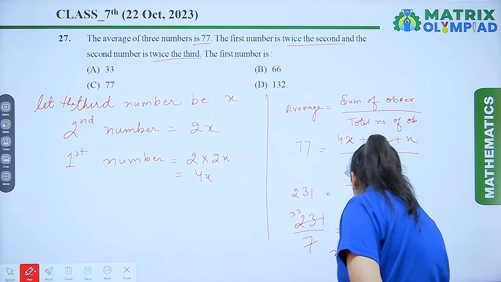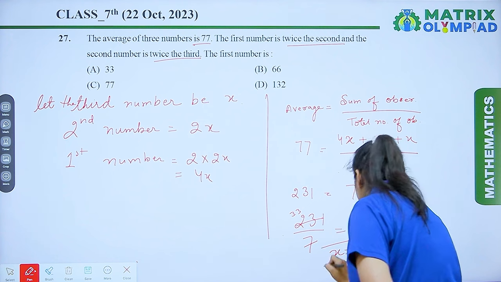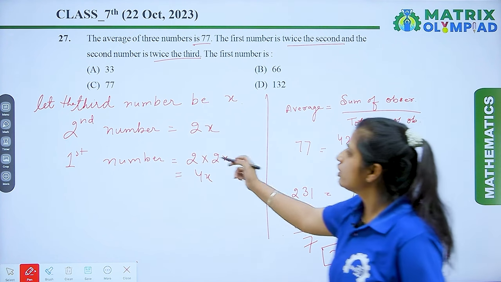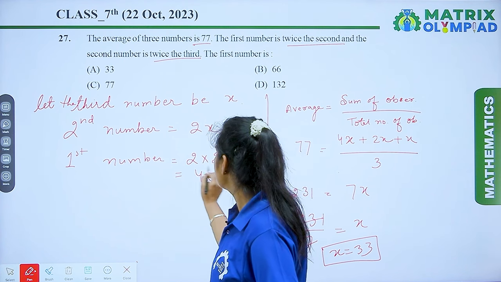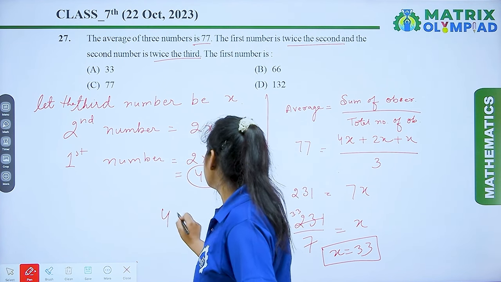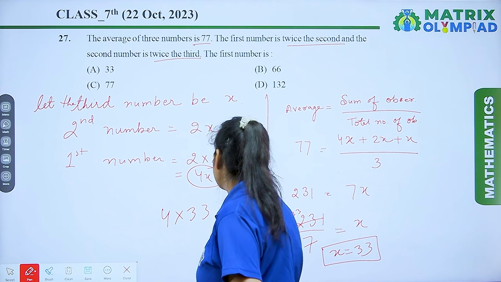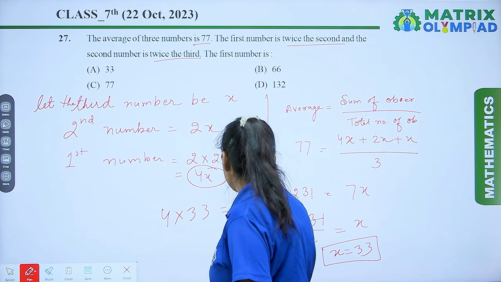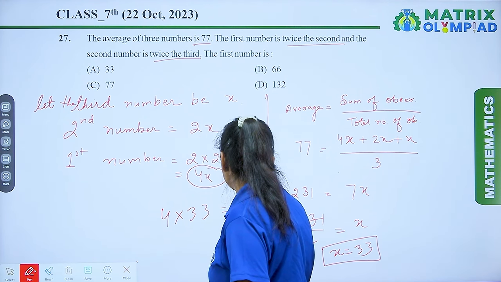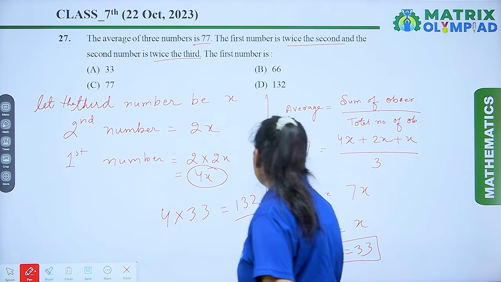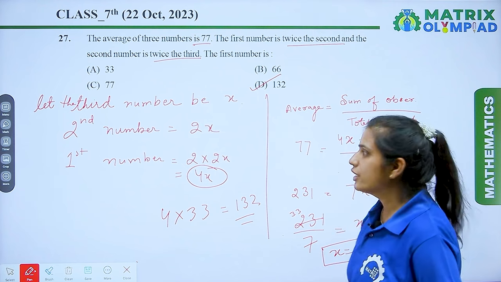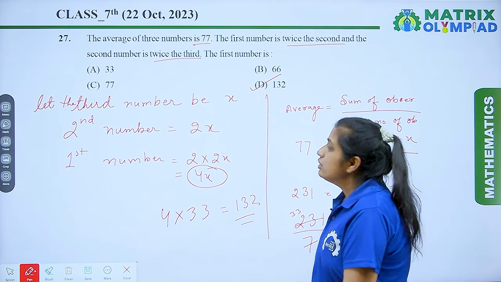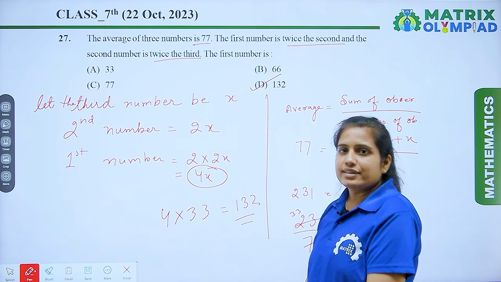So here the value of x is equal to 33. Now putting the value in the first number. So first number is 4x. 4 multiplied by 33 is equal to 132. So the first number is 132. Here the option D is the correct answer.